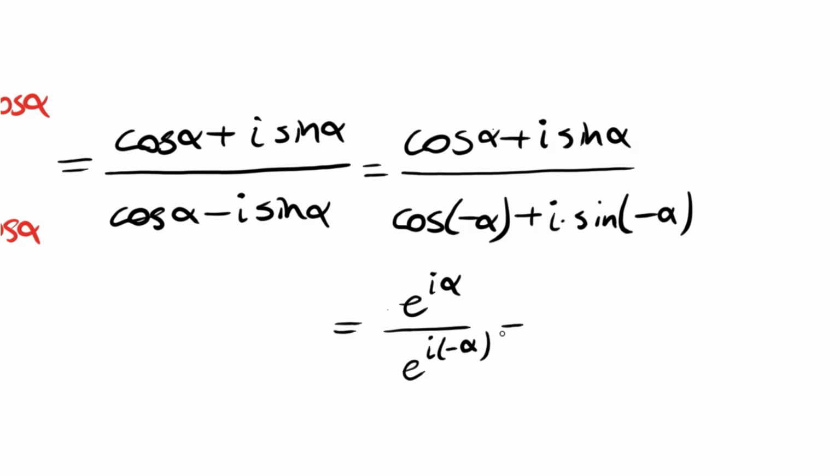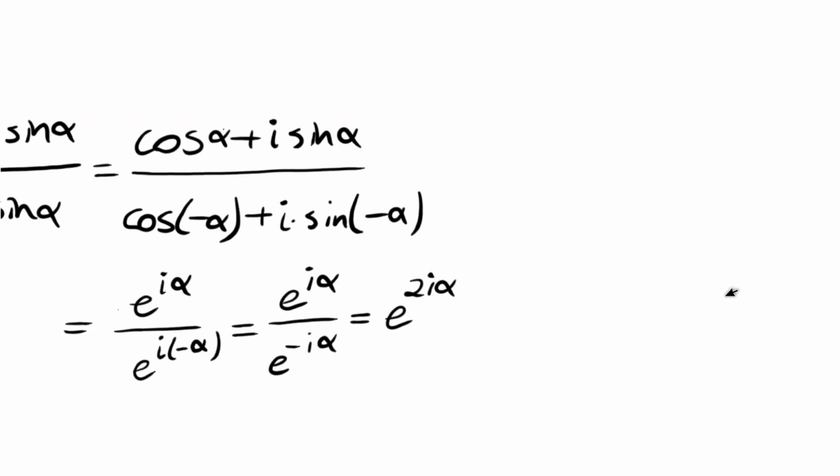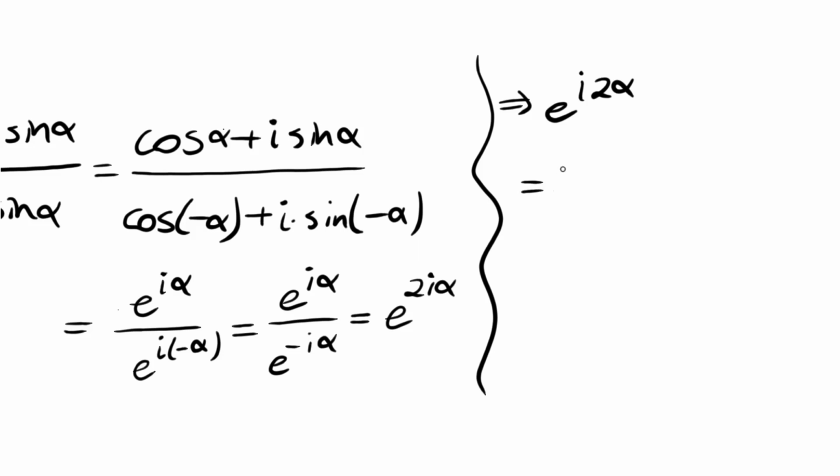Actually, let me write it as e^(iα) and e^(−iα). If we subtract the powers, we will have e^(2iα), which is the same as e to the power of i times 2α, and the standard form for this is cos 2α + i sin 2α.